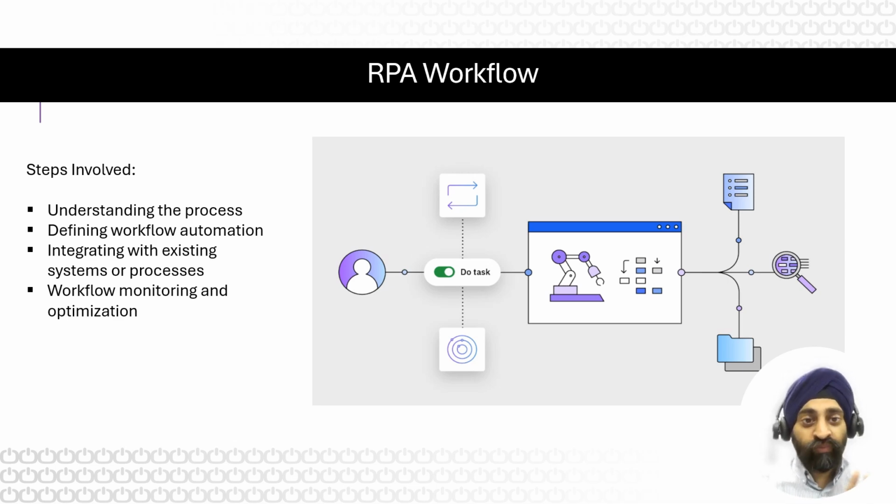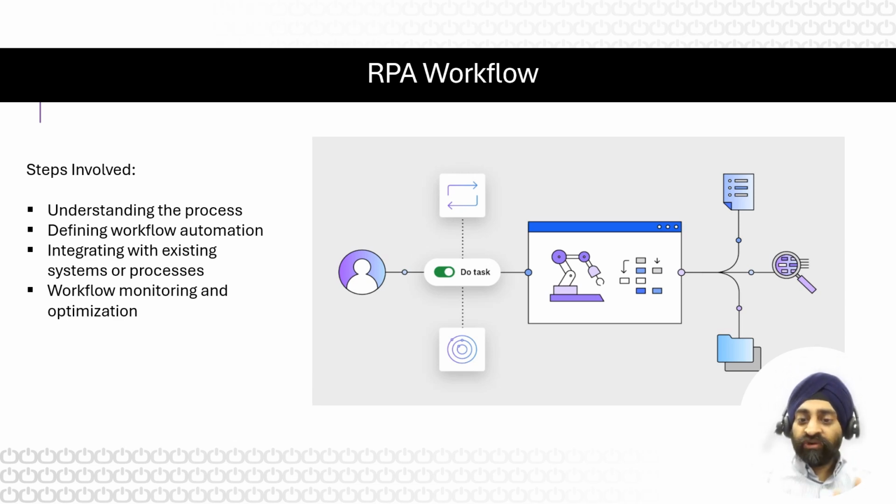Next, we move to defining workflow automation. This step is about designing how the automated process will function, including the specific tasks the RPA bot will perform and the sequence in which these tasks will be executed. Once the workflow is defined, the next step is integrating with existing systems or processes. RPA tools must seamlessly connect with your current IT systems, whether it is your CRM tool, ERP, or any other software the business relies on.